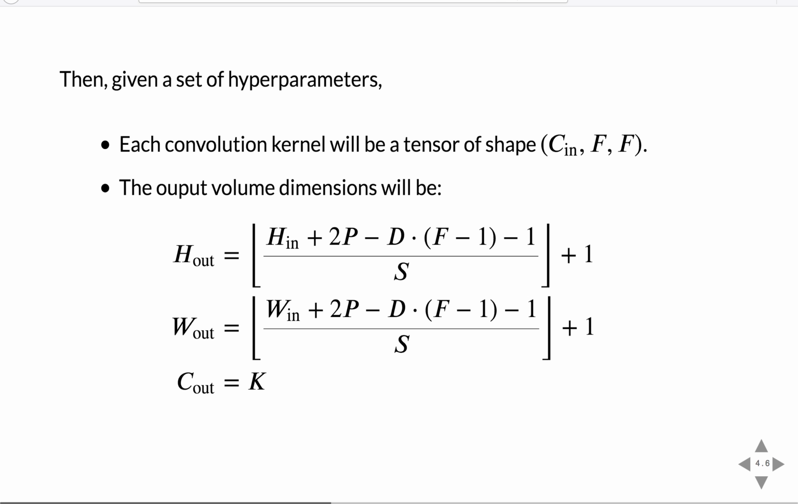And so these are the height and width of the output volume, and the depth of the output volume is just determined by the number of filters you selected. So you say you want a convolutional layer with 10 filters, and you get an output volume of depth 10, okay?